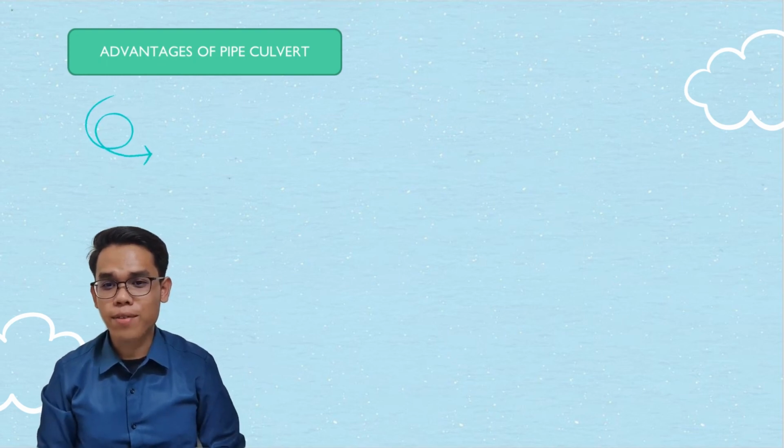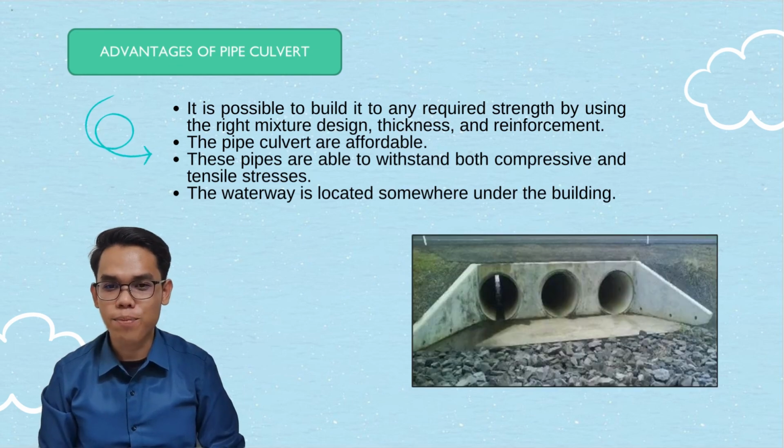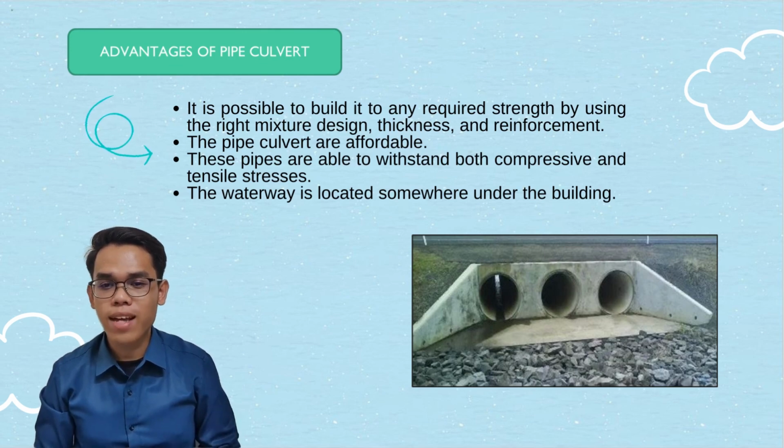Pipe culverts also have some advantages. By using the right mixture design, thickness and reinforcement, it is possible to build the pipe culvert to any required strengths. Next, the pipe culverts are affordable, and these pipes are able to withstand both compressive and tensile stresses. So the next type of culvert is the bridge culvert.